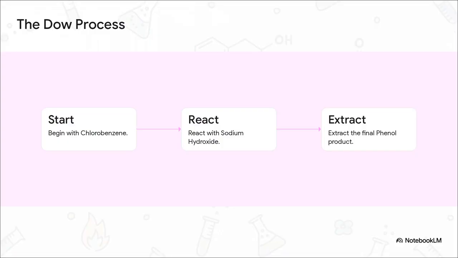On an industrial scale, we actually prepare this slightly edgier cousin using the Dow process. It's an elegant three-step sequence. You begin with chlorobenzene, react it with sodium hydroxide under some pretty intense conditions, and finally extract your pure phenol.